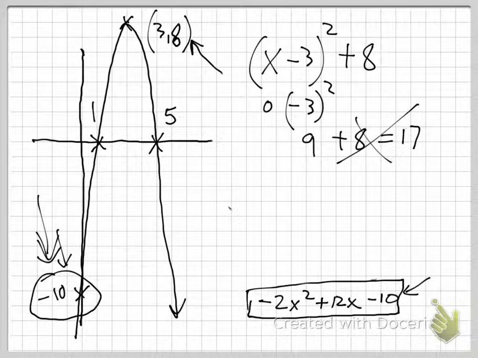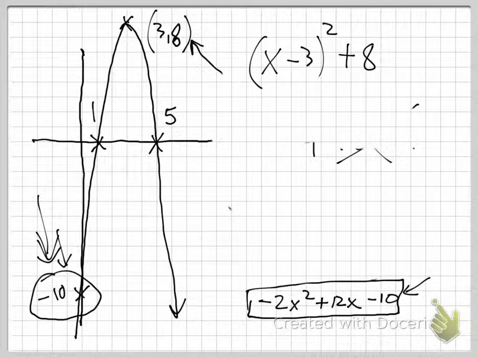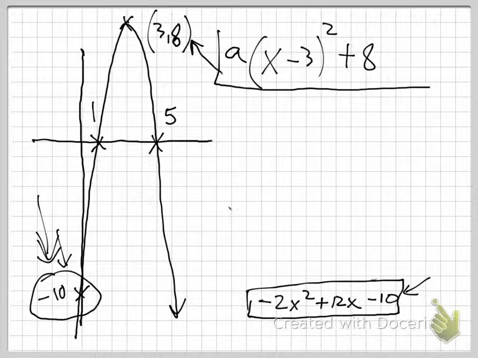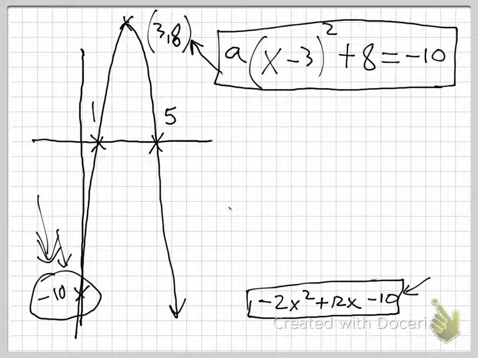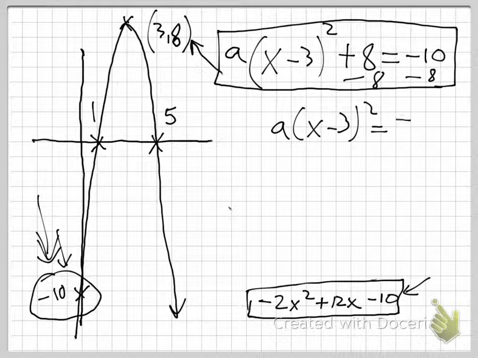So again, what we do is we put the a in front, okay? So I'm going to write an a in front of this. Okay, so if I write an a in front of that, do I get negative 10? Remember the a is just in front of that parenthesis there. The 8 is separate. Okay, so, well, what's the a going to be? Let's take away 8 from both sides first. So you get a times (x minus 3) squared equals negative 18.